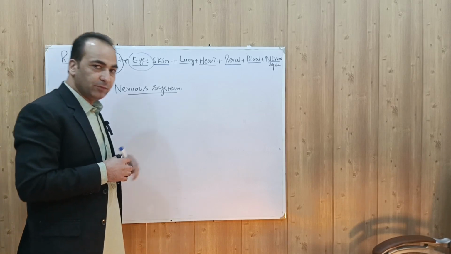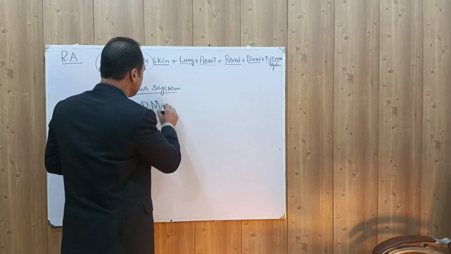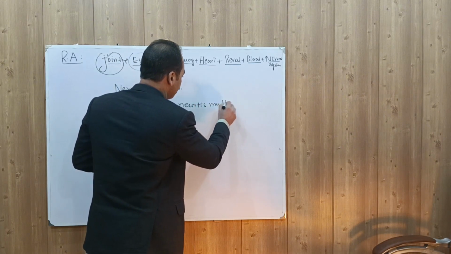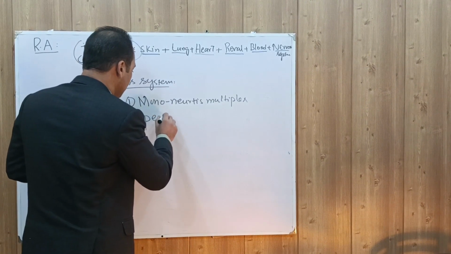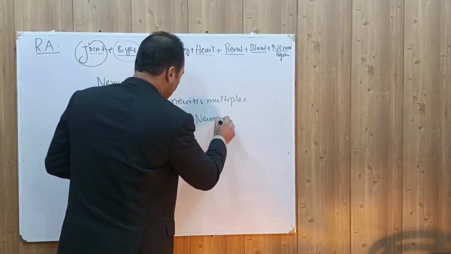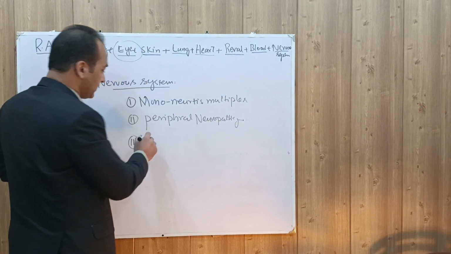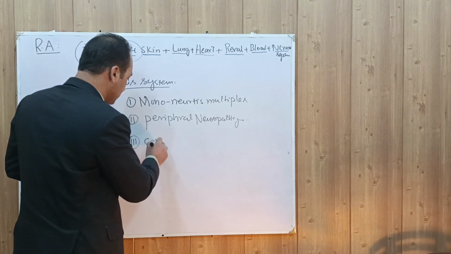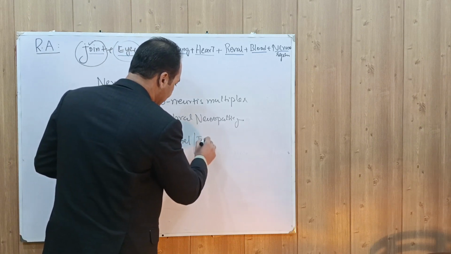Now the nervous system manifestations include mononeuritis multiplex. It can cause peripheral neuropathy in a glove and stocking distribution. It can cause compression neuropathy like carpal tunnel syndrome and the tarsal tunnel.